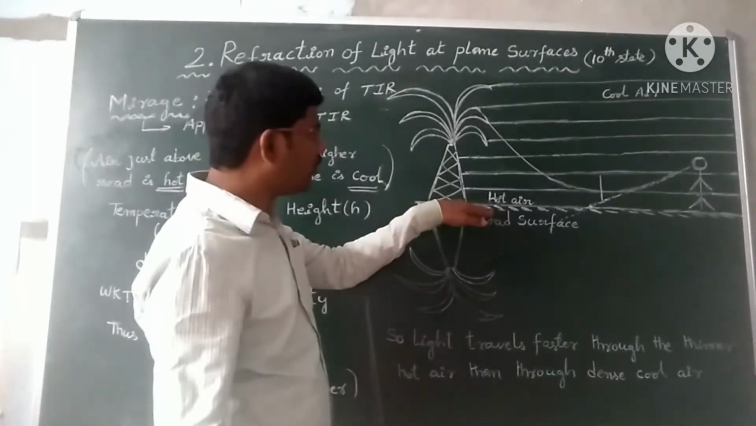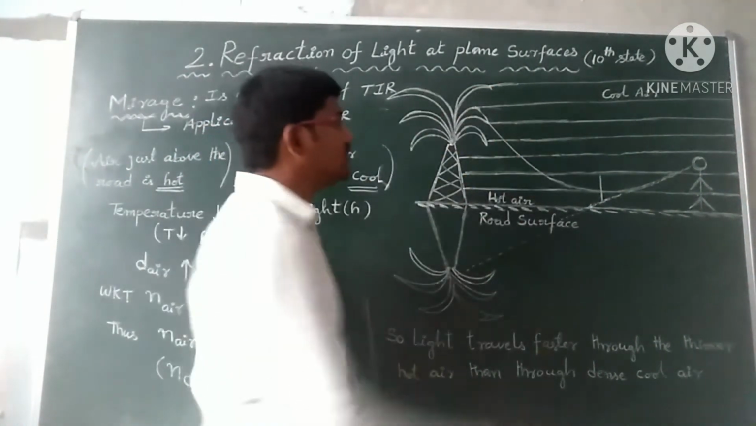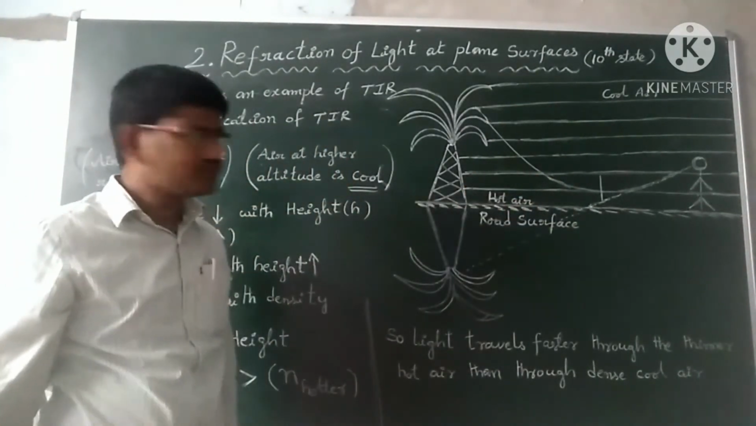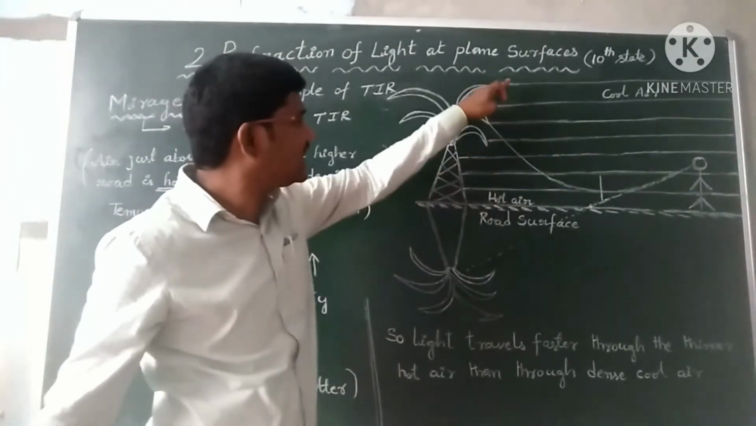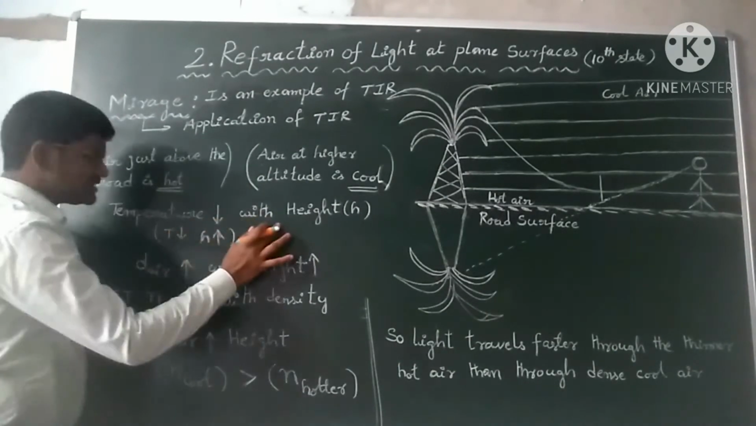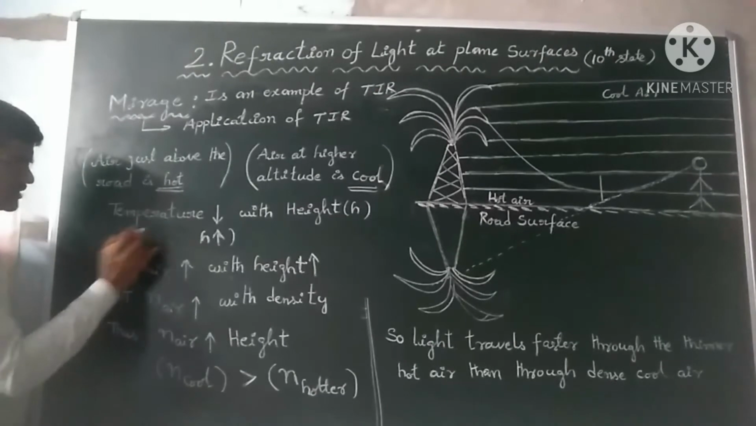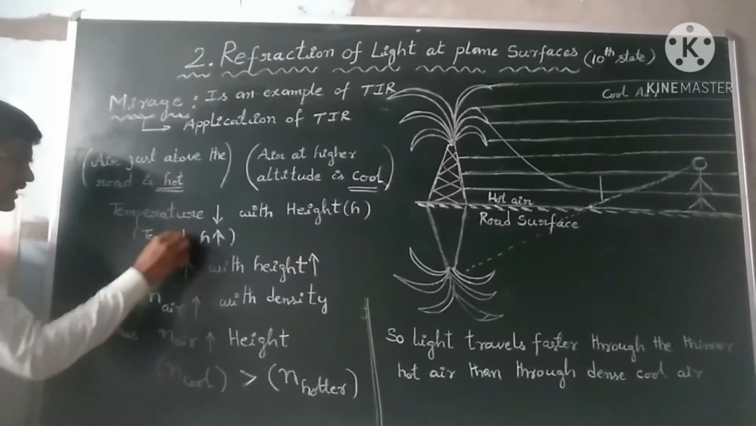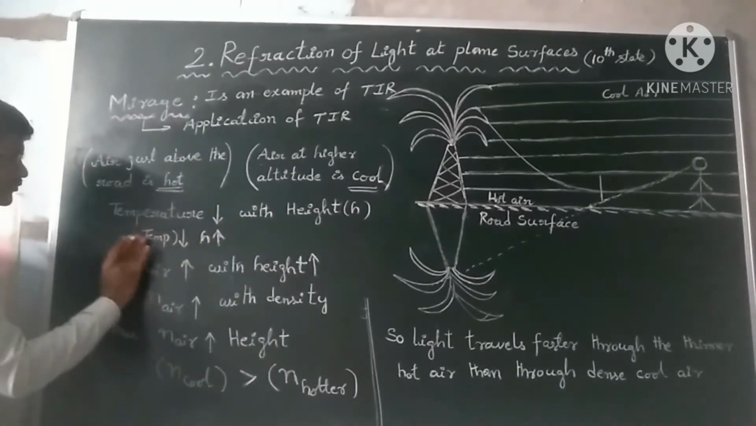So from the ground to this height, I divided this height into different layers. Here I have cool air and here I have hot air. So hot air and cool air means as height increases, temperature decreases. That is, temperature decreases with height. So we are writing the shortcut. Children, you see: temperature of the air decreases with increasing height.